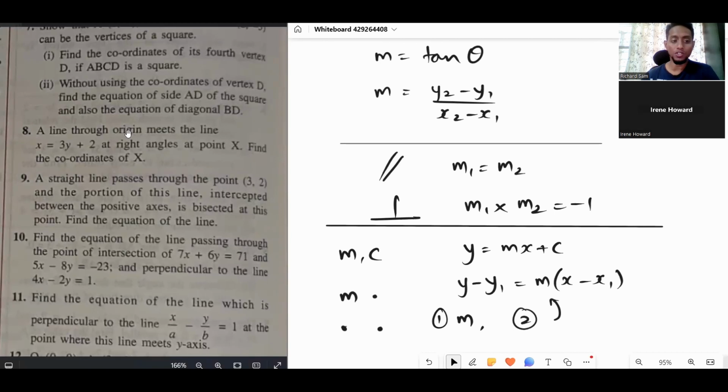A line through the origin, the coordinates of the origin are 0, 0. It meets the line, this one, at right angles. So there are two lines. Right angles means perpendicular. Immediately you should think m1 into m2 is equal to minus 1, right? At the point X, this is the point where these two lines meet. Find the coordinates of X. Okay, so how do we do this?